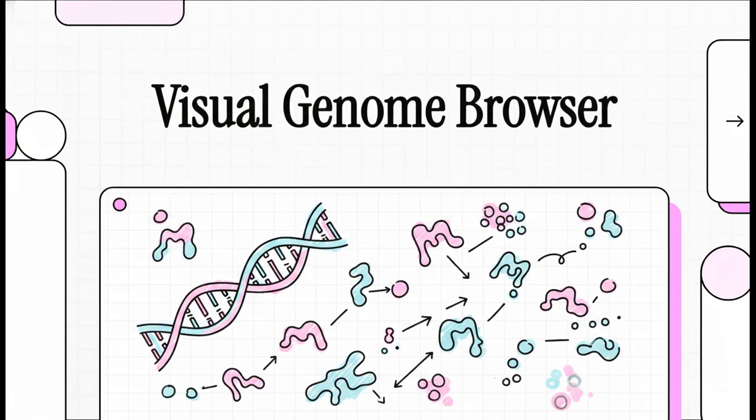Today we're literally diving into the very code that makes us who we are. We're going to explore this absolutely fascinating tool created by Heinrich Ferreira called the Visual Genome Browser. It's designed to map out our biology in a way you've probably never seen before. And honestly, it's a real game changer.